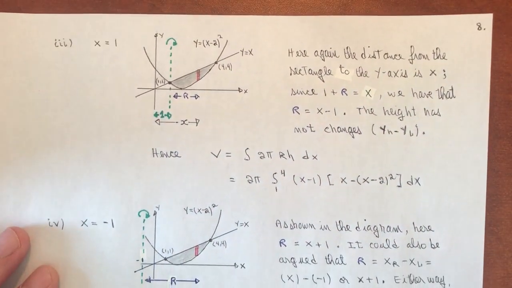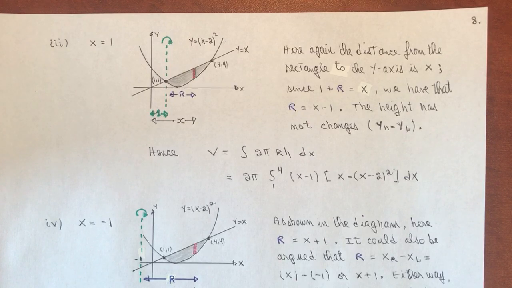Now, one more example, this time revolving around x is equal to 1. Here again, the distance from the rectangle to the y-axis is x, but if we look at the picture, we see that 1 plus the radius is equal to x, so that we have the radius to be x minus 1. The height does not change, it's still y high minus y low, so the volume is 2 pi outside, the integral from 1 to 4, my radius is x minus 1, and my height is the same as usual.